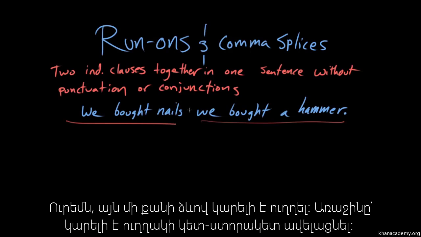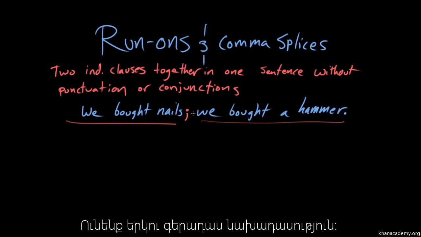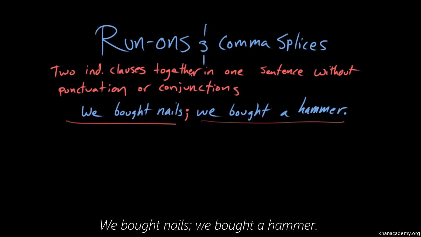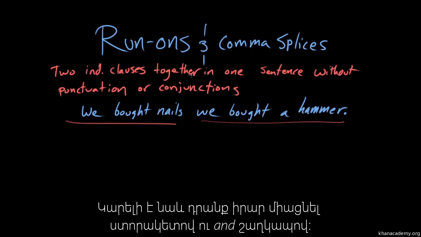So there are a couple ways we could fix this sentence. One way would be just to add a semicolon in there. So you've got two independent clauses: we bought nails; we bought a hammer. Another way you could do that would be to just add a comma and then the conjunction and, so you're connecting those two clauses.